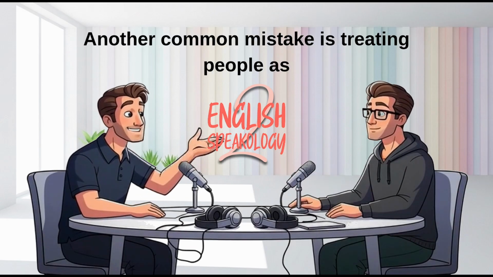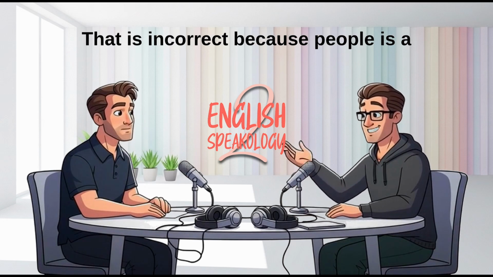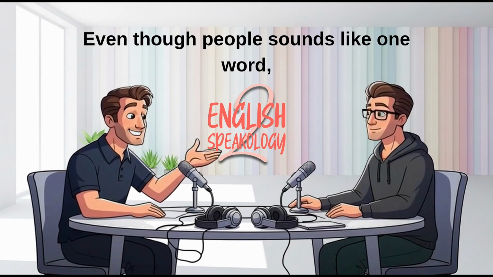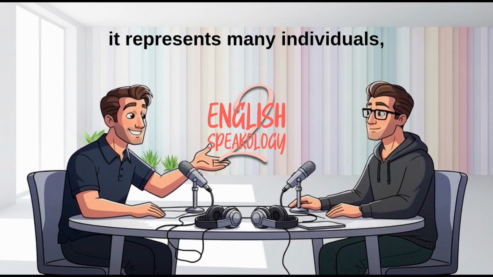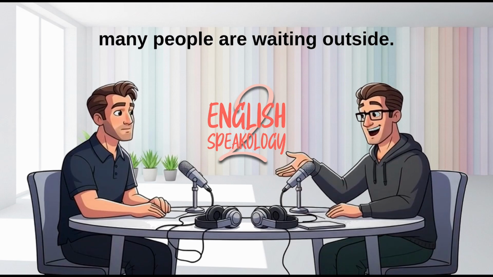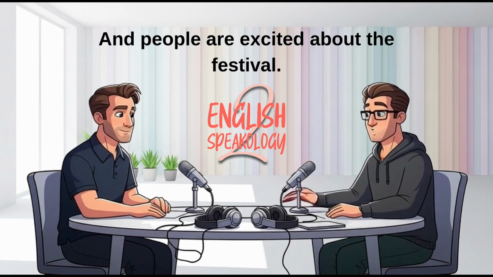Another common mistake is treating people as singular. Some beginners say, people is friendly here. That is incorrect because people is a plural noun. The correct sentence is, people are friendly here. Even though people sounds like one word, it represents many individuals, so we must use are. For example, many people are waiting outside, and people are excited about the festival.